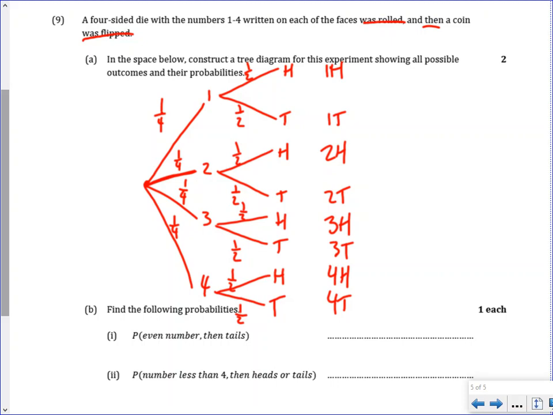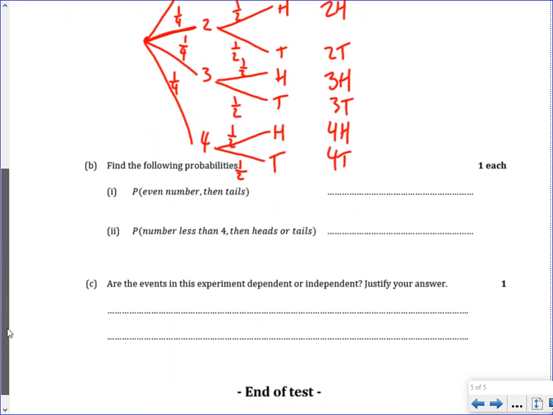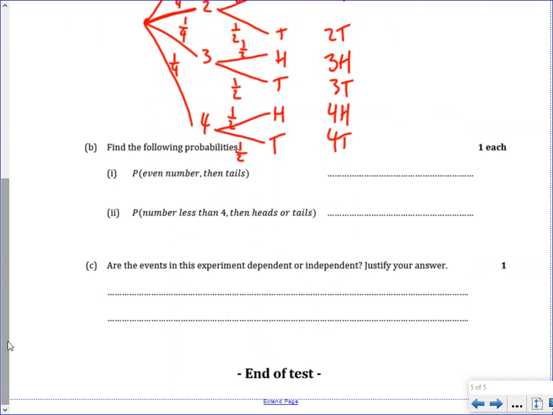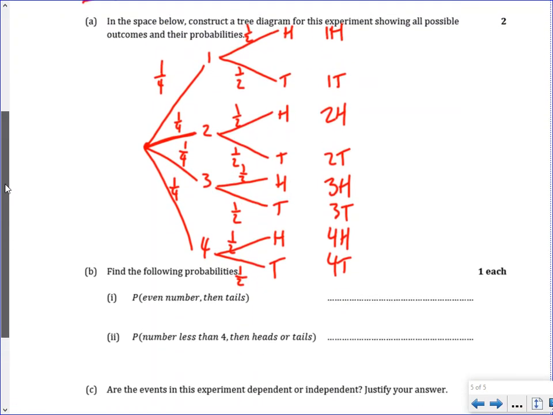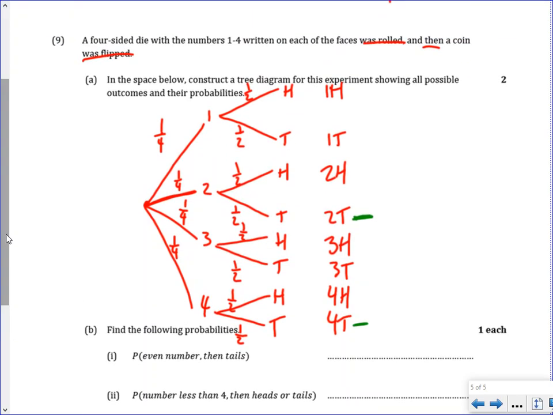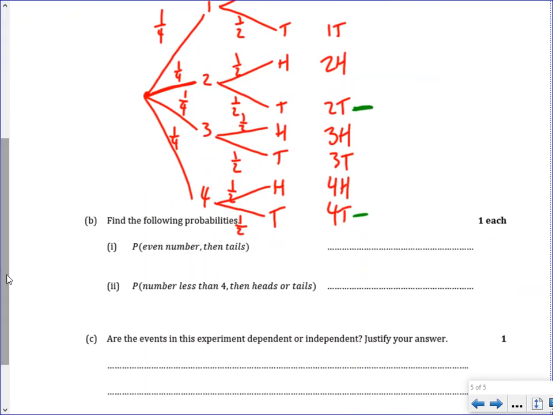So lastly, we want to find the probability of rolling an even number, then tails. Looking at our sample space, the only 2 outcomes where it's an even number, then tails, are this one and this one. So that's 2 out of the possible 8. Therefore, it's 2 over 8, which equals 1 over 4.